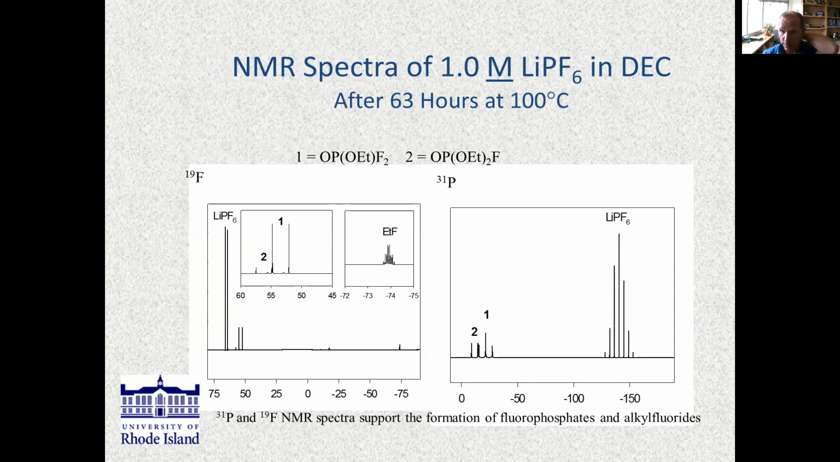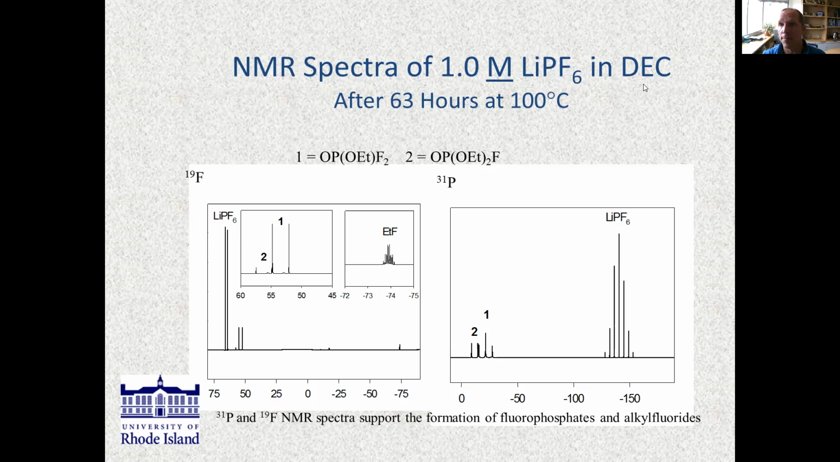Some research was done in my lab a little over a decade ago, 15 years ago. Basically, we monitored the electrolyte formulation. We took LiPF6, dissolved it in diethyl carbonate, and heated the sample at 100 degrees centigrade for 63 hours. What happens is the electrolyte starts to decompose, and we monitor this by fluorine and phosphorus NMR spectroscopy. We start off with lithium hexafluorophosphate, characterized by a doublet and a septet for the fluorine and the phosphorus. However, we start to observe new species characterized by doublets and triplets in the phosphorus and fluorine NMR, which are characteristic of difluoroethyl phosphate and fluorodiethyl phosphate, along with ethyl fluoride.